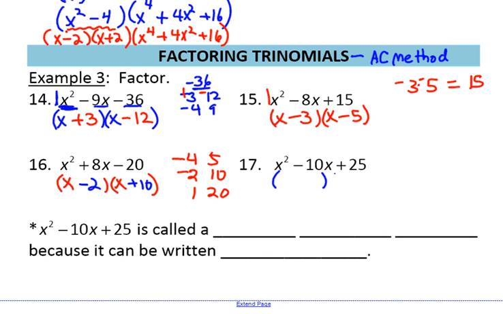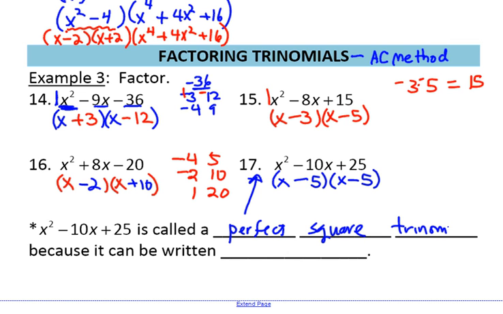And this last one, 2 numbers that multiply to be 25 would be 5 and 5, and they add to be 10. I want them to add to be negative 10, so they're both going to be minuses. So negative 5 times negative 5 is positive 25, and they add to be negative 10. This problem, number 17, x squared minus 10x plus 25, is called a perfect square trinomial, because we can write the factored form as x minus 5 to the 2nd power.